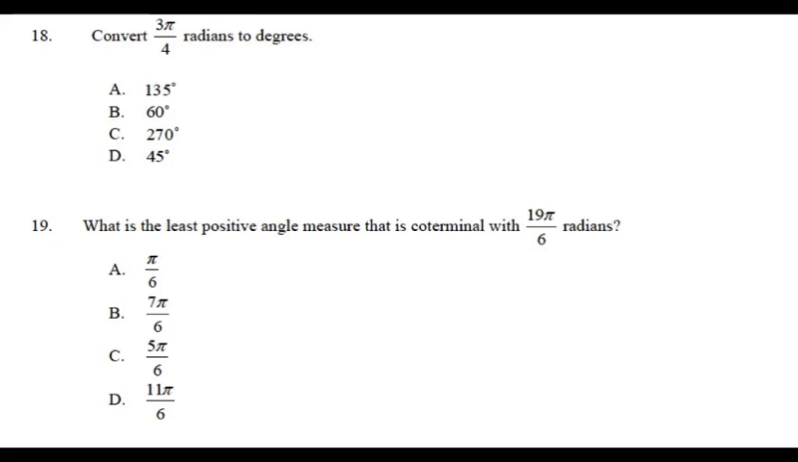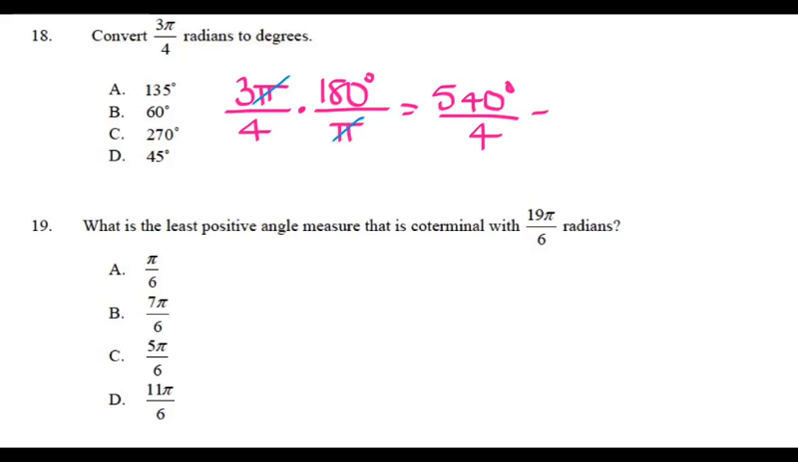Okay, 18, convert 3 pi over 4 radians to degrees. So with radians to degrees, you're either multiplying by pi over 180 or 180 over pi. Since I'm trying to get rid of the pi with the radians, that means the pi has to be on the bottom. So I'm going to go ahead and put 180 degrees at the top. So the pi's cancel. I can multiply straight across. 3 times 180 is 540 degrees over 4, which is 135 degrees. So your answer is A.